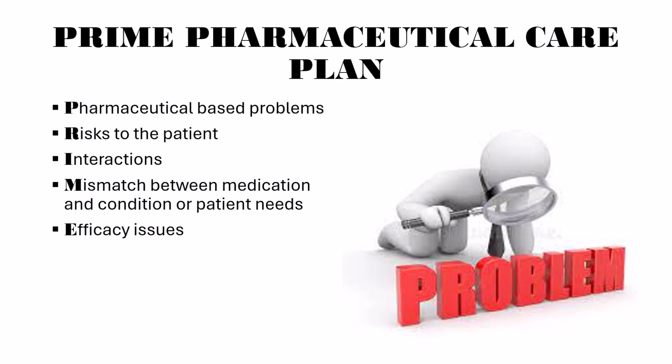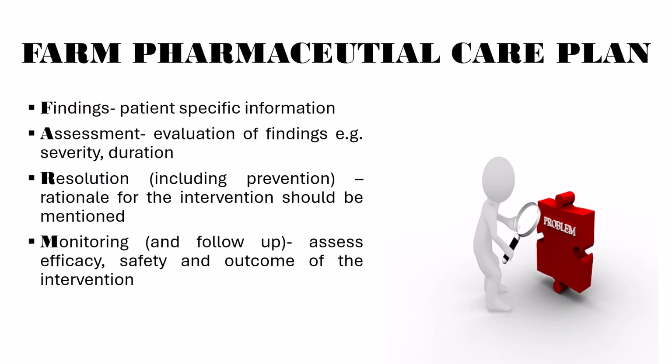So if the drug is not responding properly or it is not giving the proper effect that was expected, that also has to be addressed. Next, FARM. F, findings. It's patient-specific information, any kind of detail which is required.